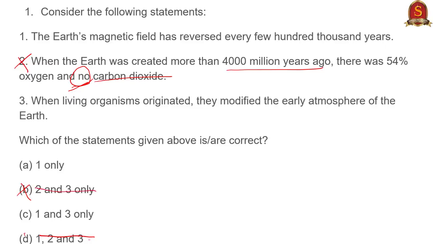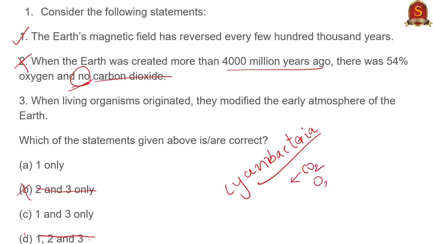Now, if you look at the remaining options, statement 1 automatically becomes correct. So all you need to focus on is statement 3. When living organisms originated, they modified the early atmosphere of the Earth. Now, everyone knows with a slight reading of the foundation of the universe, that with the evolution of these organisms, cyanobacteria, they modified the Earth's atmosphere because these are the first organisms to functionalize photosynthesis, and after photosynthesis became a part of living organisms, carbon dioxide was taken in and oxygen was given out as part of the process. This changed the early atmosphere.